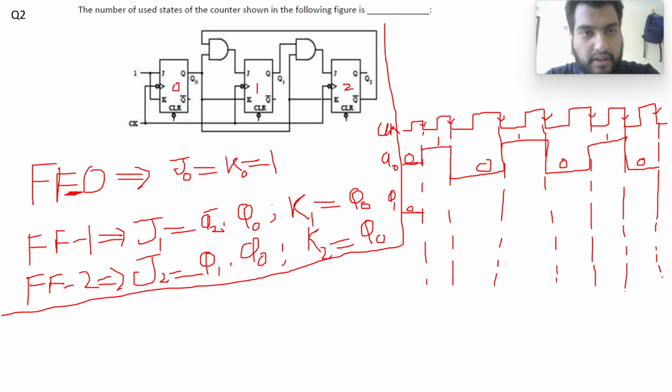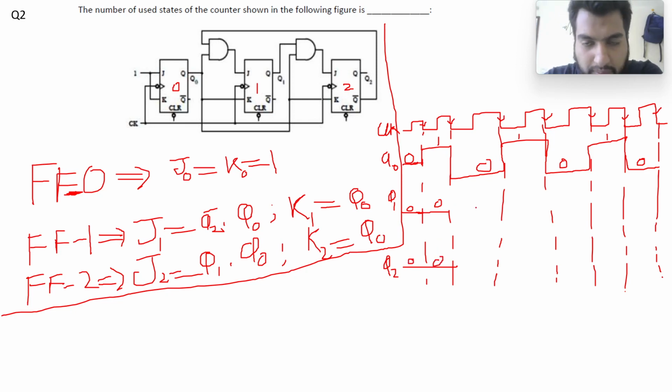At the falling edge, what will be my J1? My J1 will be Q2 complement dot Q0. So it will be 1 and with 0, so it will be 0, and K will also be 0, so it will be memory. J equal to K equal to 0, so it will remain at 0. What will be my Q2? Q2 is equal to Q1 Q0, so it will be again 0, so it will remain as 0. So this is 0, this is 0, this is 0.